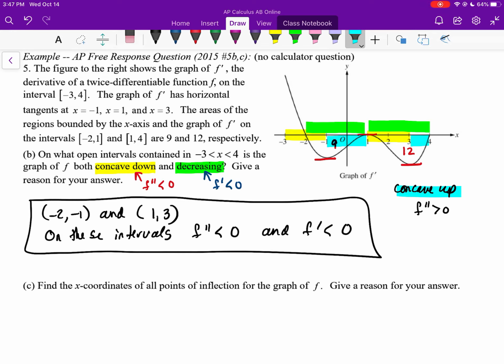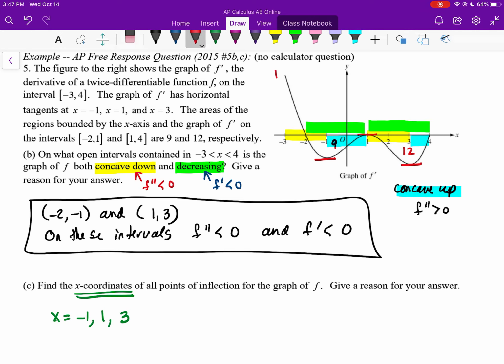Do I have any locations where the graph changes from concave up to concave down? Yes, right over here at -1, it changed. Right over here at +1, it changed. And right over here at 3, it changed. And so we're asking for just the x-coordinates, and we're going to get that x is equal to -1, +1, and +3. And let me erase those lines. It's a little bit easier to read the numbers without the lines on there. But -1, +1, and 3.